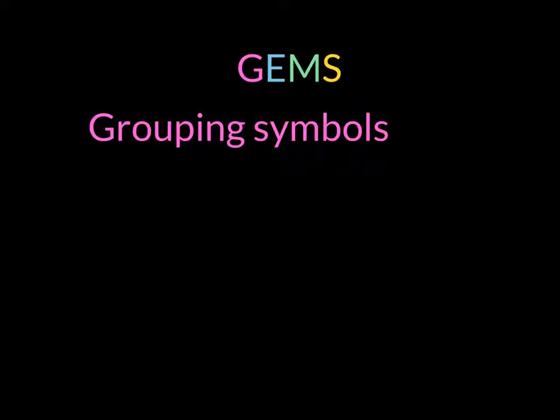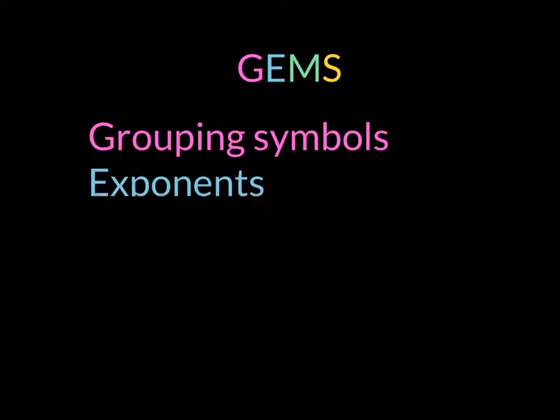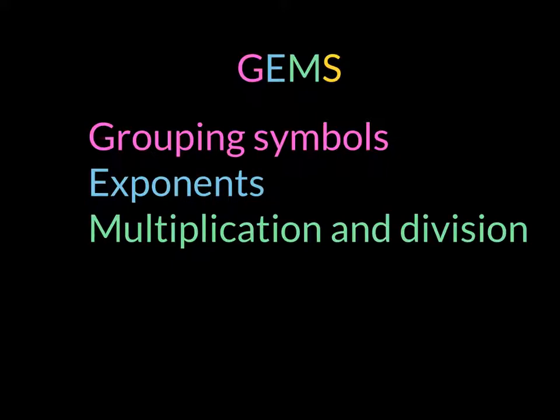Once we solve inside the grouping symbols, we will move on to exponents. And that's what the letter E stands for: exponents. After you simplify your exponents, working from left to right, you will do all of the multiplication and division. And you will do those in the order they appear, working from left to right. So as you go left to right, if the division comes first, you do it first. If the multiplication comes first, you do it first.